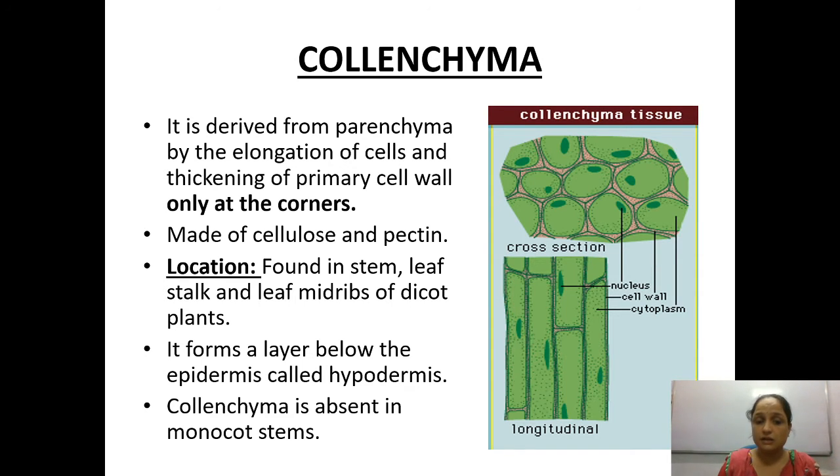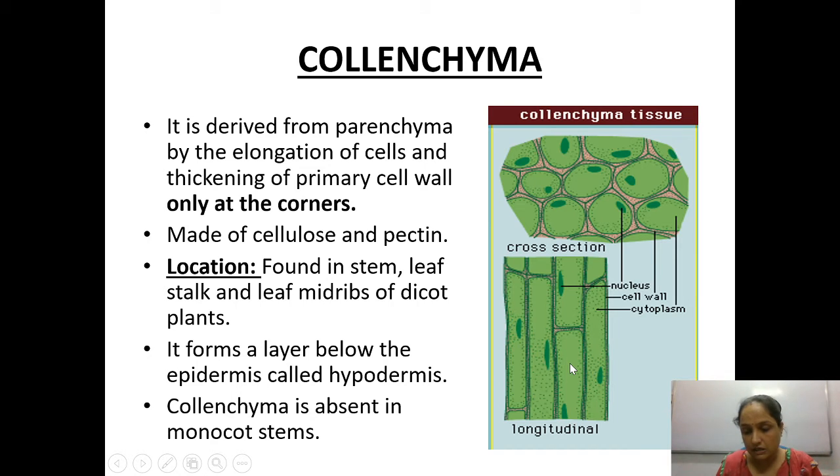And the midrib, the central rib which you are able to see in the case of the neem plant, mango, peepal, they have a central midrib in the leaf, known as the midrib of the leaf. So it is found in stem, leaf stalk, and leaf midrib of dicot plants. Now it forms a layer below the epidermis called hypodermis.